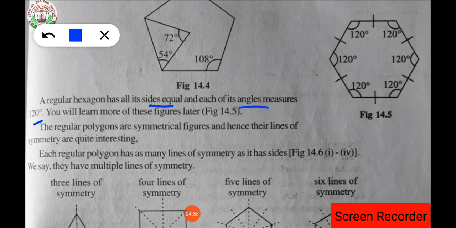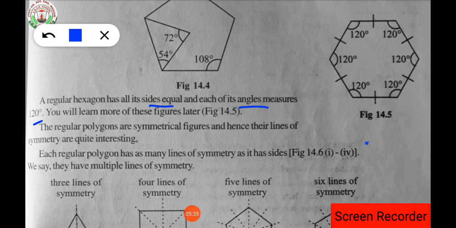Regular polygons are symmetrical figures, and hence their lines of symmetry are quite interesting. Here we are talking about symmetrical figures: every kind of polygon is a symmetrical figure. Whatever polygons we have, whether three-sided, that is a triangle, four-sided, square and rectangle, or five-sided pentagon, hexagon, heptagon, octagon, all the polygons are symmetrical figures, and hence their lines of symmetry can be drawn, and it is very interesting.